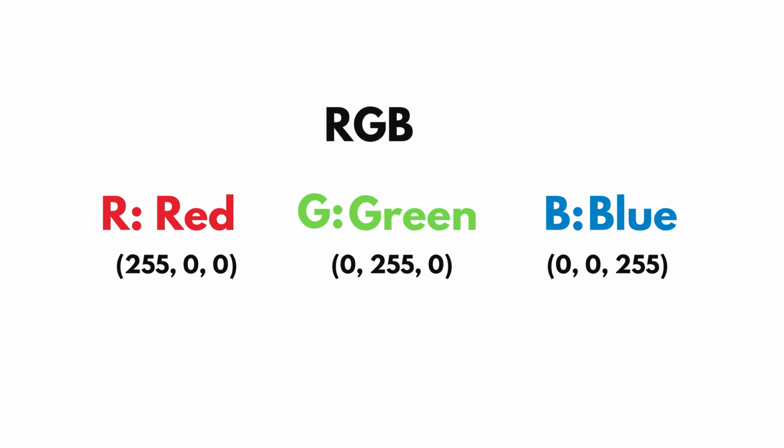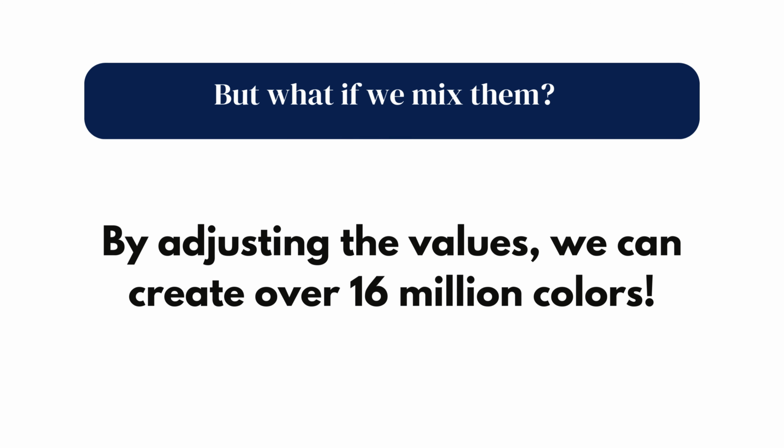For example, 255, 0, 0 means pure red. 0, 255, 0 is green. And 0, 0, 255 is blue. But what if we mix them? By adjusting the values, we can create over 16 million colors.